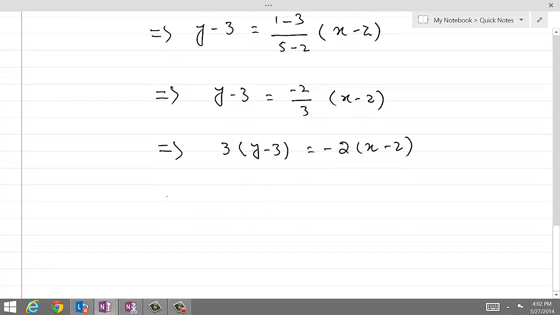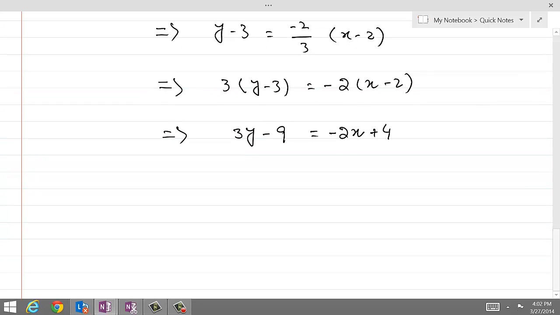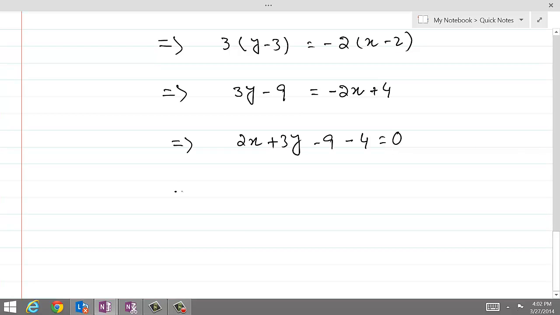And if we continue to simplify it, this will be 3y minus 9 equal to minus 2x plus 4, and this will give us 2x plus 3y minus 9 already on the left side, and bring minus 4 on this side as well. This is equal to 0. So the required equation of the straight line in general form would be 2x plus 3y minus 13 equal to 0.